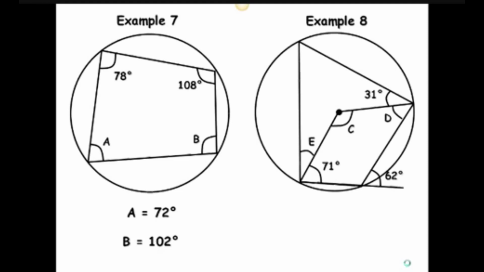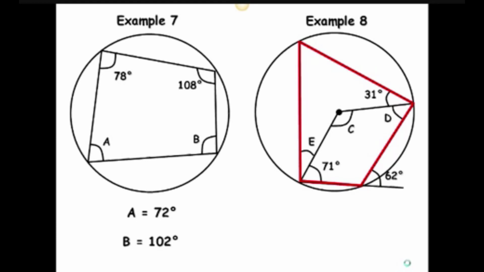Okay, example 8 then, slightly more complicated. Now we've got a number of quadrilaterals here, as you will see later on. We've actually got 3 quadrilaterals, but only one of them is a cyclic quadrilateral. And I've highlighted the cyclic quadrilateral there because that's the only quadrilateral where all 4 vertices touch the circumference of the circle.